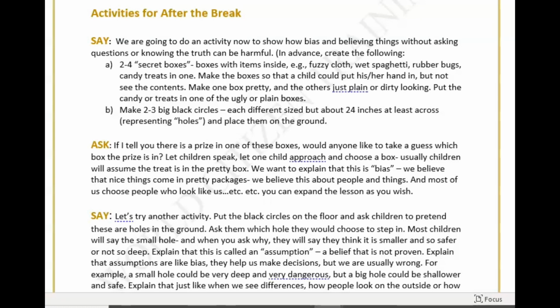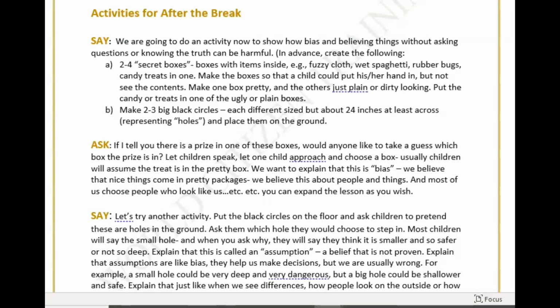And we want to explain to them that this is a bias. Most of us believe that nice things come in pretty packages, and we believe this about people and about things. So most of us choose people who look like us, and we think that maybe we look nice or clean or pretty, and so that people who look like us must also be nice or clean or pretty or good. And you can expand that lesson and the interpretation of things as much as you might like.